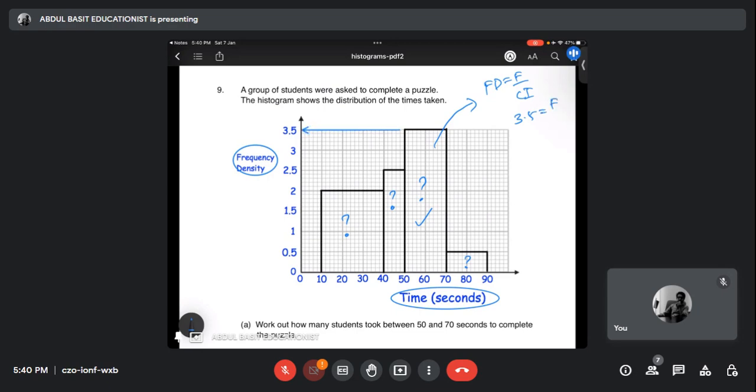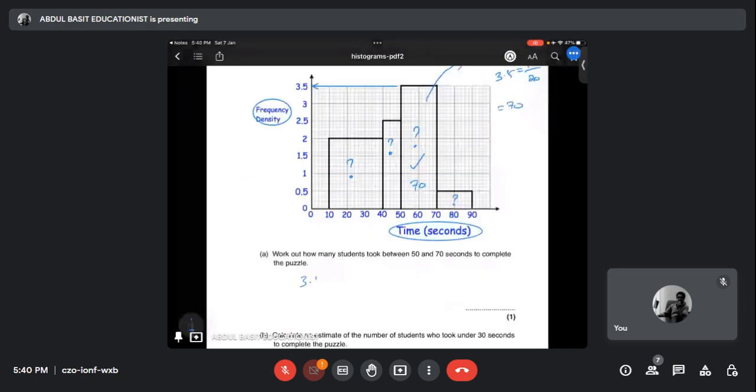Frequency is unknown, and the class interval from 50 to 70 is 20. So 3.5 times 20 is what? It's 70. So there were 70 students. So the working is that 3.5 is equal to frequency divided by class interval, which is 20. So F is equal to 3.5 multiplied by 20. So the answer is 70.